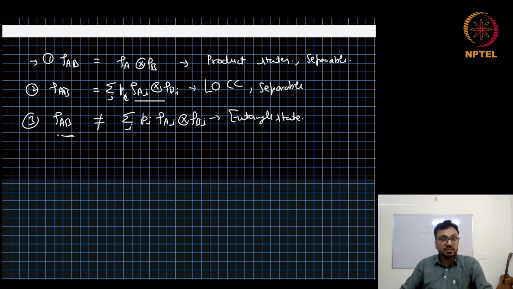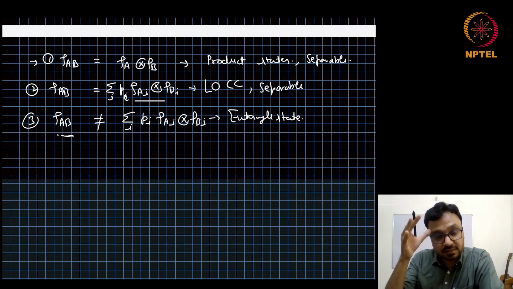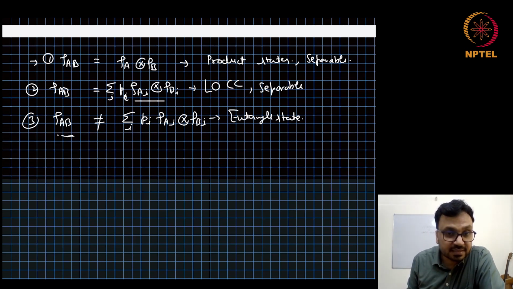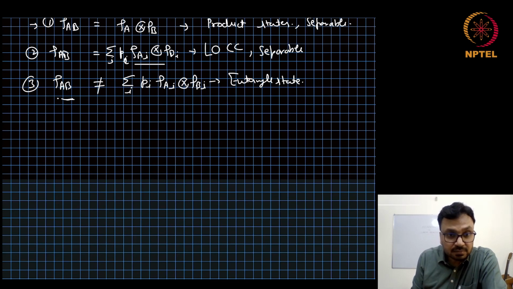So one separable decomposition is enough to show that a given state is separable. But not coming up with a separable decomposition does not mean that it is a separable or entangled state. Now, if we look carefully, rho AB can be written as a sum over i of p_i times separable states.